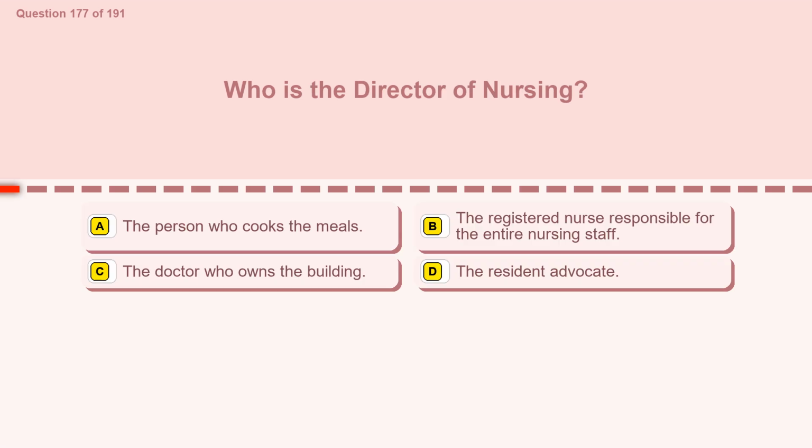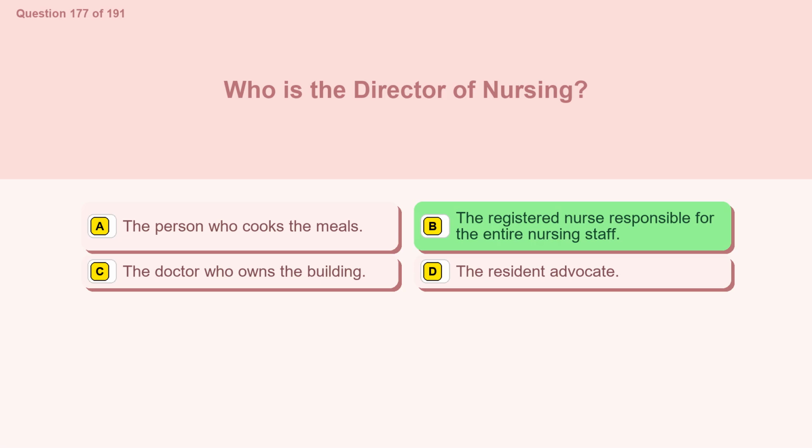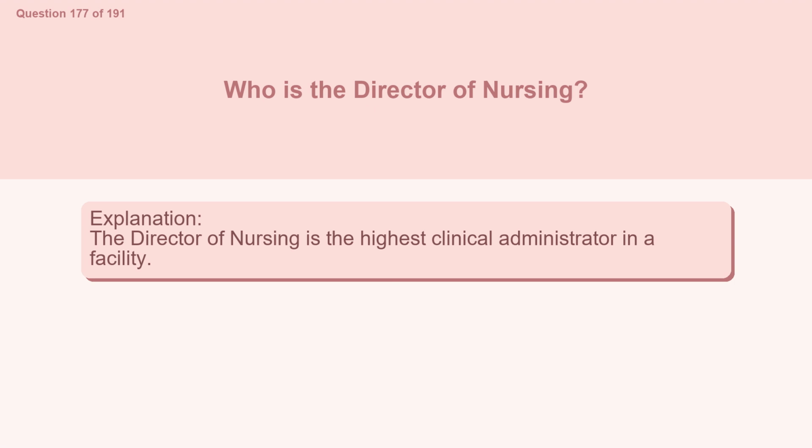Question 177. Who is the director of nursing? Option A, the person who cooks the meals. Option B, the registered nurse responsible for the entire nursing staff. Option C, the doctor who owns the building. Option D, the resident advocate. The correct answer is option B, the registered nurse responsible for the entire nursing staff. The director of nursing is the highest clinical administrator in a facility.